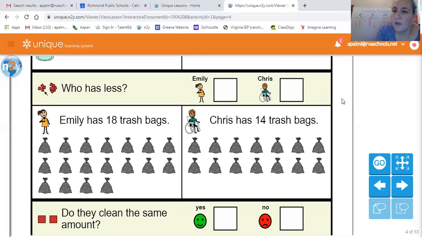And who had the yellow blocks? Chris, very good. Chris had the yellow, so we think that he has less. Great job. We want to practice using our greater than, less than, and equal to signs in order to compare our numbers. So Emily had 18 trash bags and Chris had 14. So let's put our numbers in. 18 and 14.